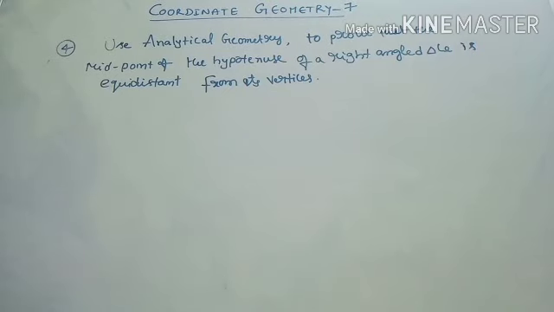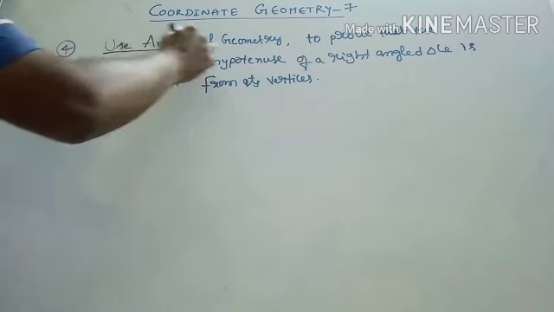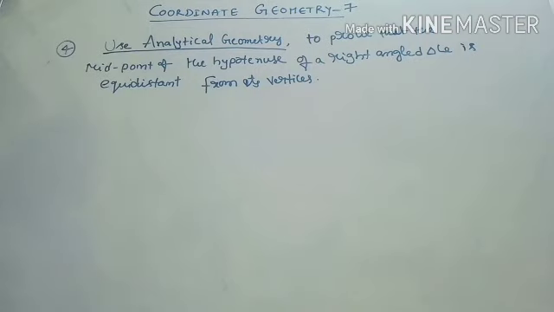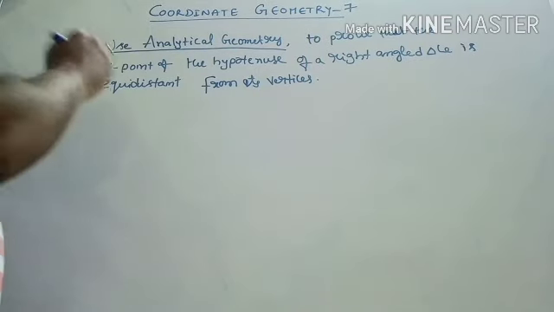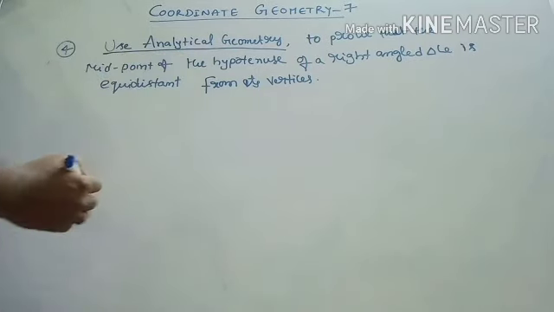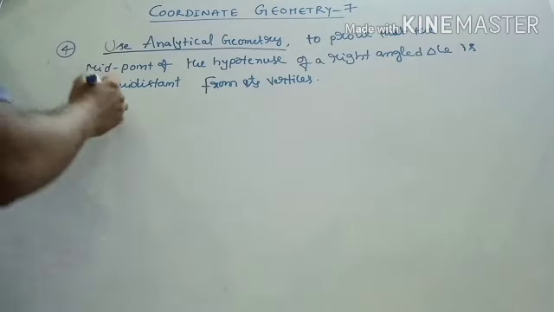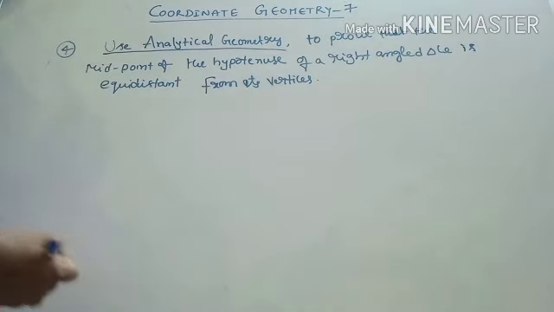Now we have another interesting problem. This fourth one: use analytical geometry. Analytical geometry means this coordinate geometry only, to prove that the midpoint of the hypotenuse of a right angle triangle is equidistant from its vertices. This is the statement we require to prove, my dear students.